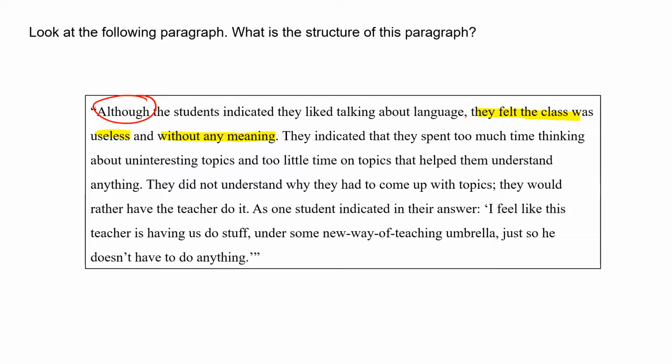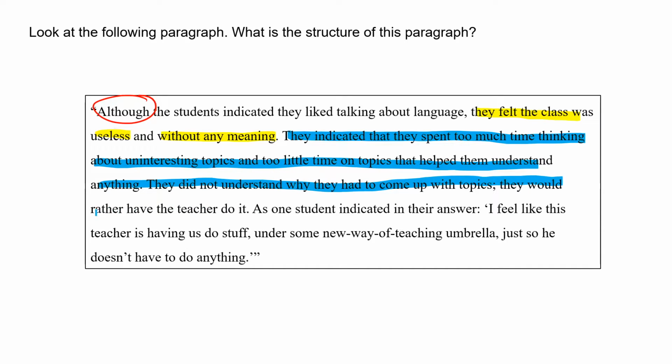Now you could do two things. You could talk about the class was useless and the class was without any meaning. But I didn't choose to do this. I chose to focus on these two things in a more general sense. Then we have our level 2 sentence, which I will do in blue. They indicated that they spend too much time thinking about uninteresting topics and too little time on topics that helped them understand anything. They did not understand why they had to come up with topics. They would rather have the teacher do this. So this entire part is our level 2. It explains more about the class being useless and without any meaning.